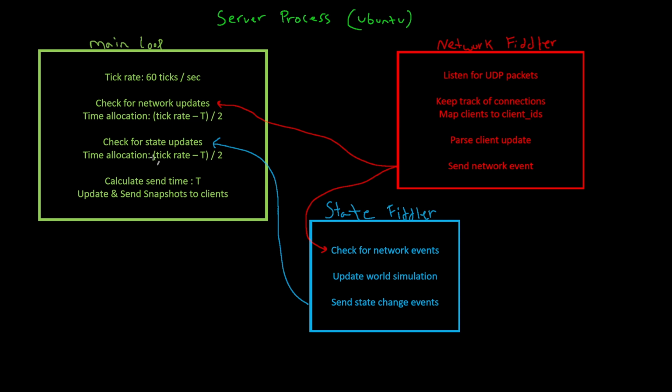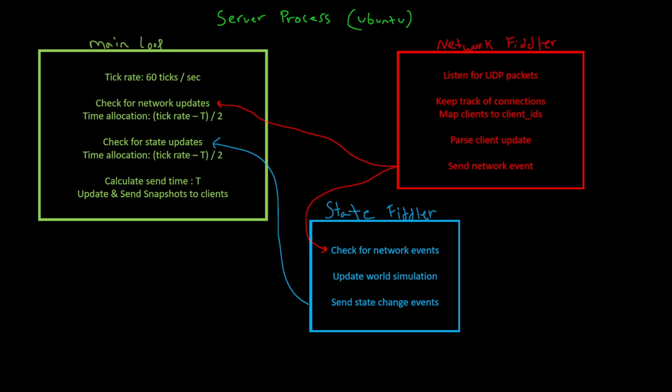And the same goes for the state updates. It has the same time allocation. But it's very simple to change depending on what is taking more time, whether it's checking for state updates or network updates, whatever the case. So now if we look at the network fiddler, its job is really to listen for the UDP packets coming in from the clients and keep track of connections, and in the future, also disconnections. And it maps the clients to client IDs. So the clients will come in with an IP and port, and they will get assigned a client ID that will be used throughout the rest of the server. It'll also parse the client update from the UDP packet, and it'll send the network updates.